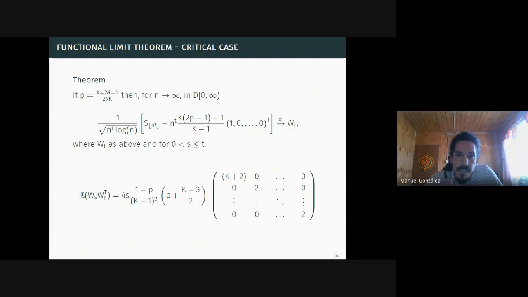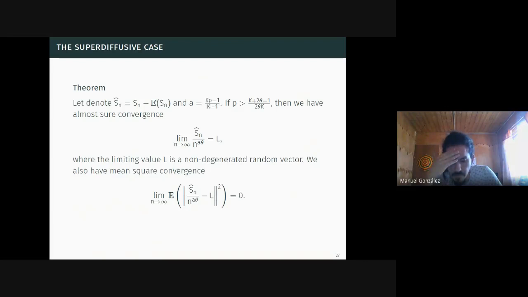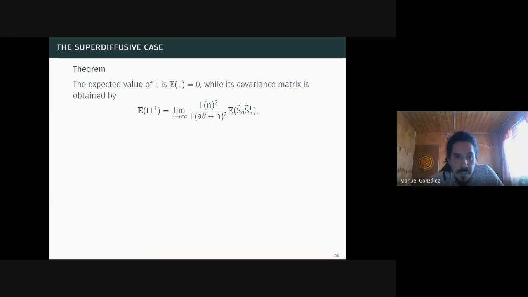And the harder case, I mean the superdiffusive case, here I have a result that is usual in this kind of model. It is possible to prove that there is some random vector for which, almost surely, your process converges. The mean position Sn over some scale converges to this random vector. In this case, I need to look at this S hat, that is the position minus the expectation of this random variable. And for this limit vector L, I have the following result.